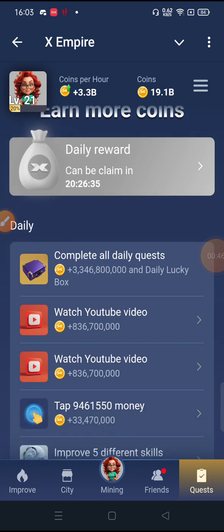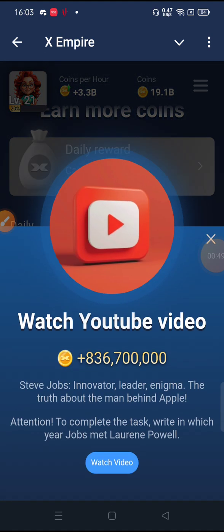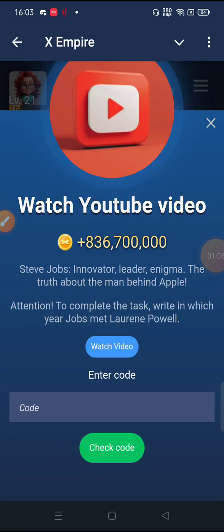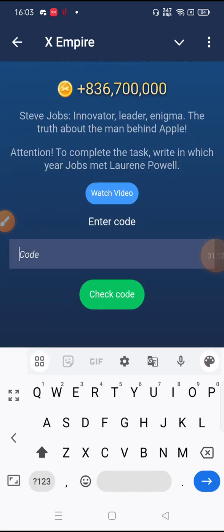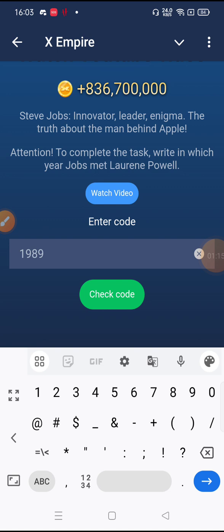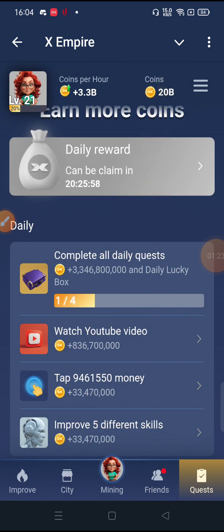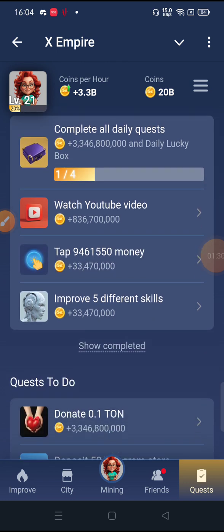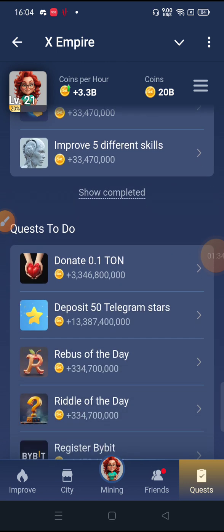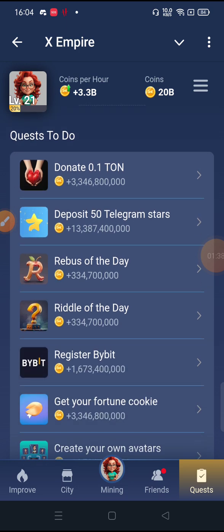And watch YouTube video. So this is 25. Steve Jobs. Yes, Steve Jobs video code. I have already seen that. So that will be year 1989. Check the code. And you know that X Ampere server is lagging nowadays, and sometimes it gets some problem. Donate 0.1 ton. No, I can't donate right now.